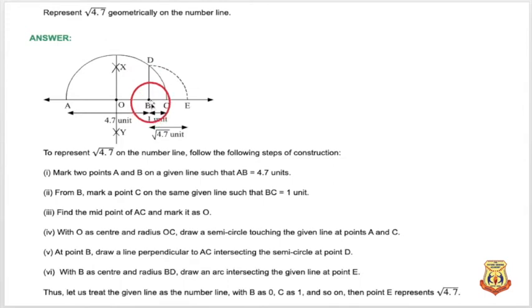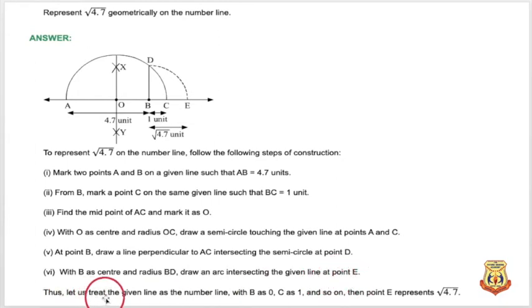Now again, with BD as radius and B as a center, we will draw another arc which will intersect this line, where it will intersect at E. Okay. So B as a center and radius BD, draw an arc intersecting the given line at point E.